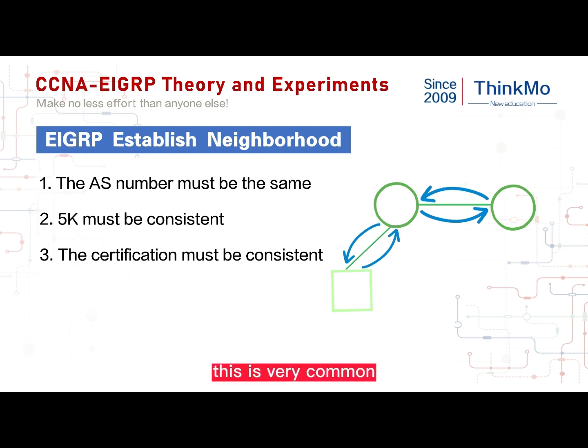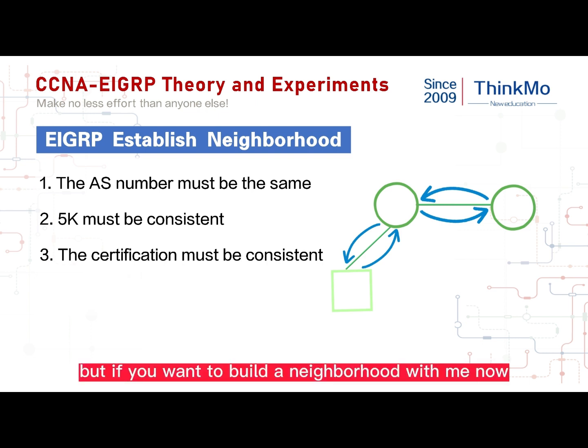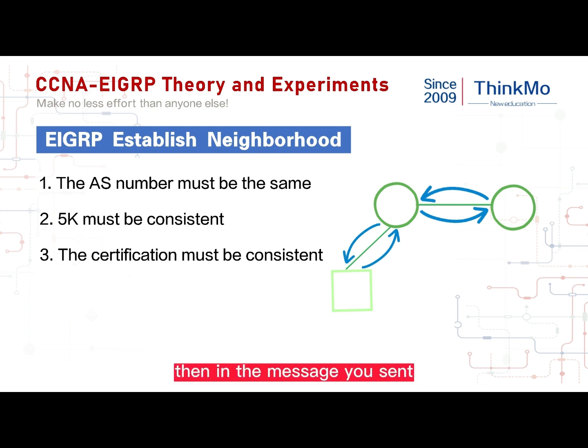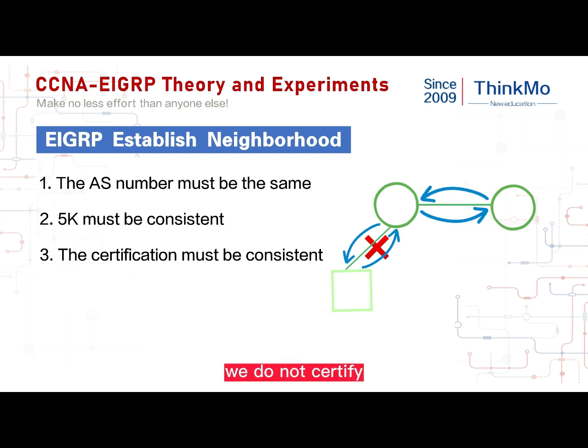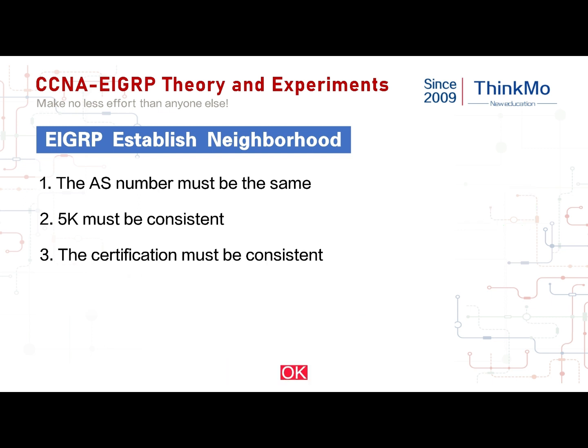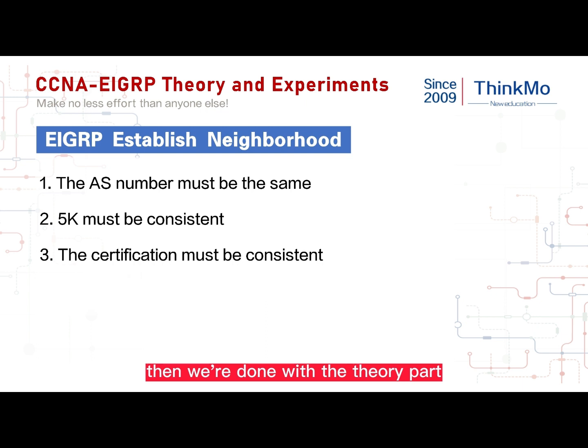This is very common. But if you want to build a neighborhood with me now, then the message you sent must be consistent with my authentication. I use some kind of encryption algorithm, verification method. You must also use this method, and with the same password. Otherwise, our relationship cannot be established. It will cause the 2 of us to be unable to send messages. But by default, we do not authenticate. Okay, then we're done with the theory part.